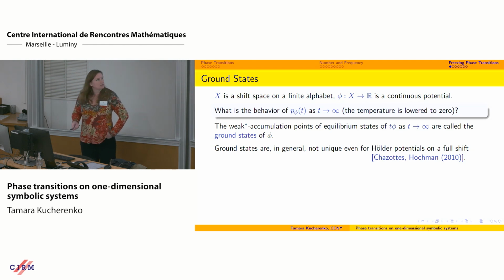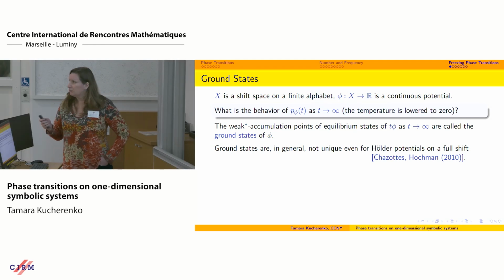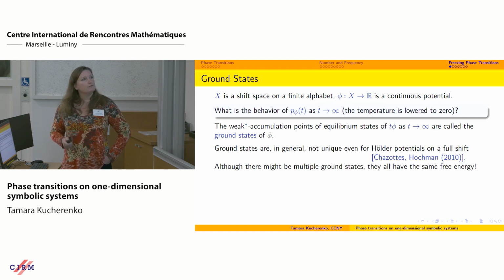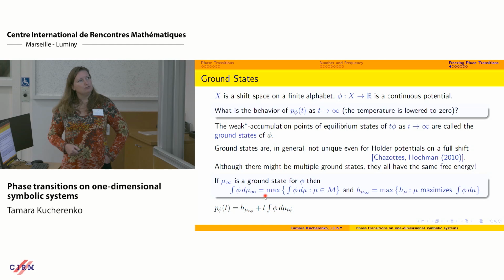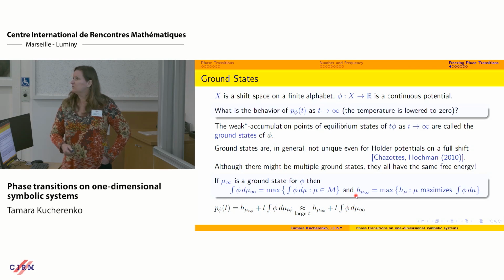And we know that the ground states in general are not unique, even if you take Hölder potentials on a full shift. But that's not a problem, because they all have the same free energy. Remember, if you have a ground state, then it must maximize this integral. This is that folklore theorem that you stated. And the entropy must be maximal as well among all the entropies of the measures which maximize the integral. So if you look at the pressure function at t, and you pick an equilibrium state of the potential tφ, it has to be equal to this. And for large t's, it will be close to the free energy of the ground state at temperature t. So this thing is the asymptote of the pressure.